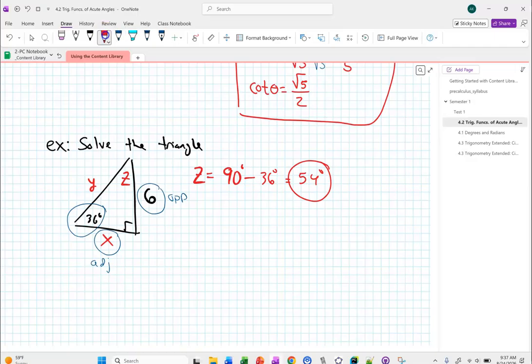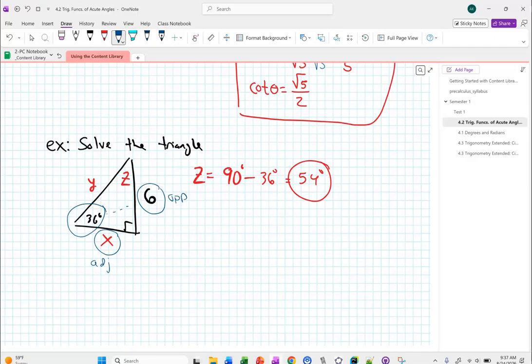A quick question, why is side x adjacent? Is it because, since the 36 is given, we say that the 6 is opposite? Yes, because we're looking at the 36-degree angle. For the other angle, x would be opposite and 6 would be adjacent. Being given doesn't make it the opposite. It's where it's at. The opposite is always across from the angle.